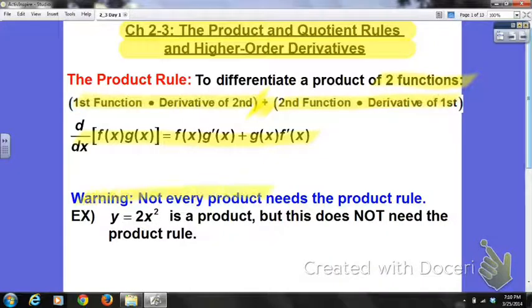Now, not every product needs the product rule. Technically speaking, y equals 2 times x squared is a product. But because 2 is simply a coefficient of x squared, we do not need to use the product rule. Our next example is going to be an application of the product rule.